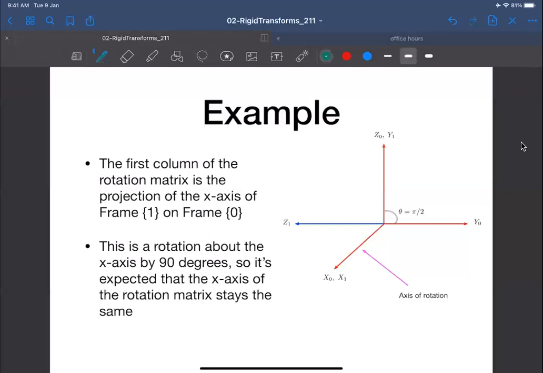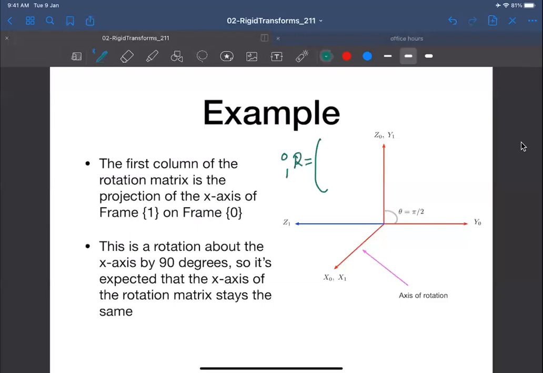So we would like to derive the rotation matrix that takes a vector in frame 1 and represents it in frame 0. So we would like to have R from 1 to 0. And this is equal to the projections of frame 1 coordinates into frame 0 coordinates.